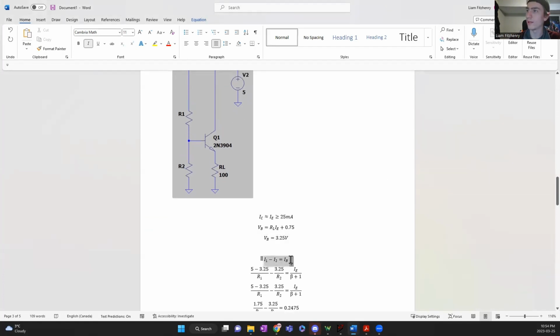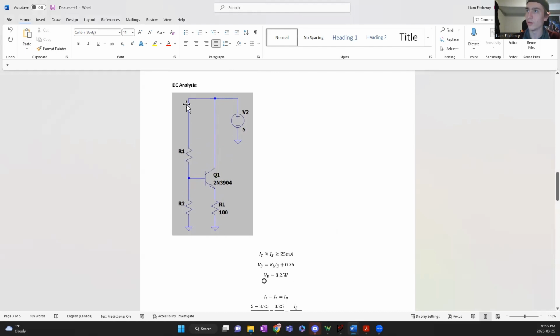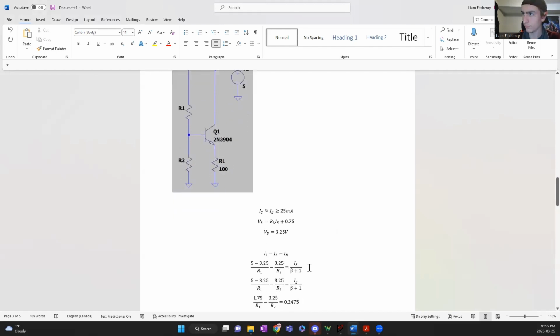The second thing I did was use a KCL equation to relate these three currents on the left side of the diagram here. So we're going to call this one R1 going down here. R2 will be going from VB to ground through R2. And then IB is, of course, going into the base because this is an NPN BJT. So using KCL, we find that this current here is the sum of these two. So we can rearrange that to get I1 minus I2 will be equal to IB.